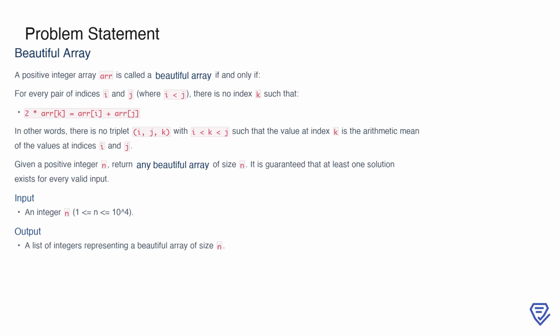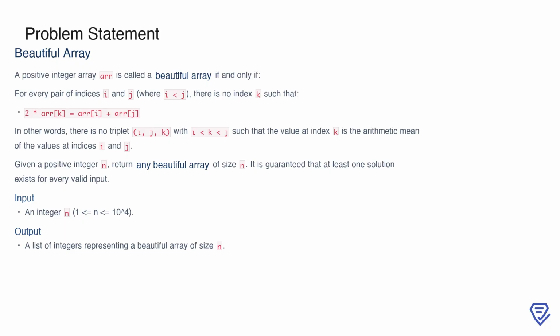An array is considered beautiful if, for every pair of indices i and j where i is less than j, there does not exist an index k such that the value at arr[k] is the arithmetic mean of the values at arr[i] and arr[j]. In simpler terms, there should be no triplet i, j, k, with i less than j, that satisfies the condition where 2 * arr[k] equals arr[i] plus arr[j].